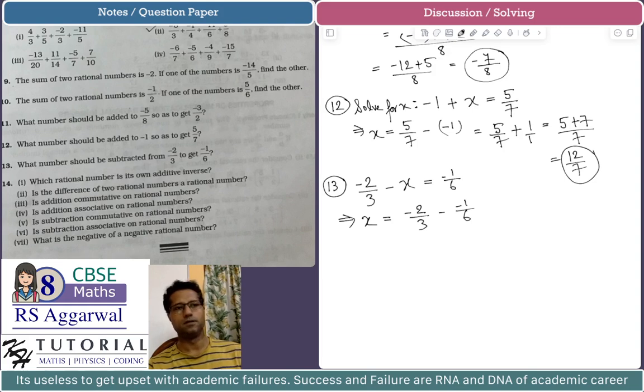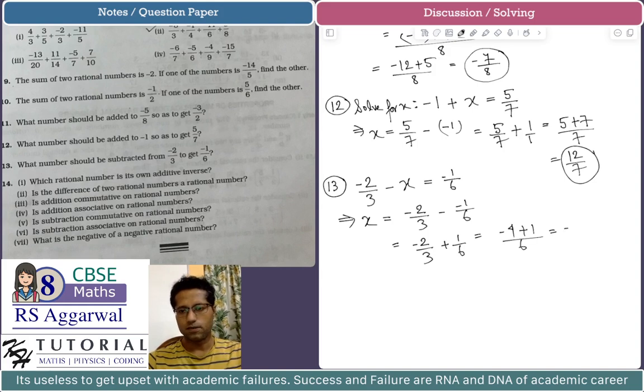You transpose terms suitably from LHS to RHS or from RHS to LHS to solve a linear equation in one variable. And when you transpose a term, you change the sign. Now what is this? Minus 2 by 3, the additive inverse of minus 1 by 6 is 1 by 6. This is equal to minus 4 plus 1 by 6. This is equal to minus 3 by 6. This is equal to minus half.